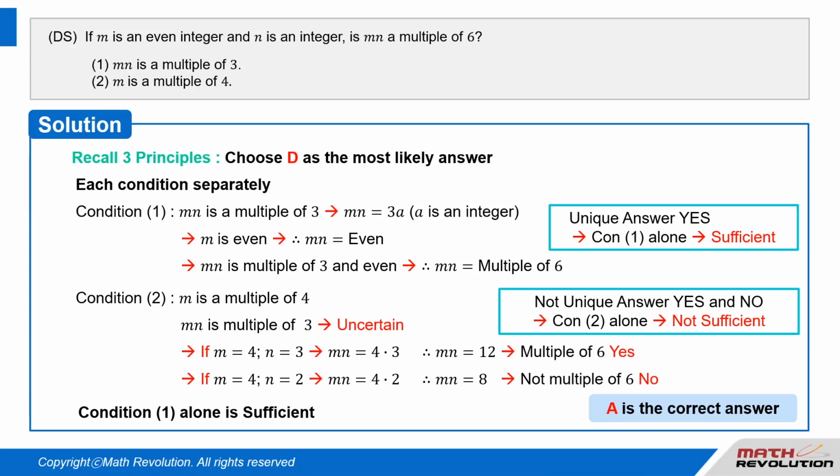Although the correct answer is A, in this question, don't forget that D has a higher probability of being the correct answer. Remember this if you do not know how to solve the question. Answer A.